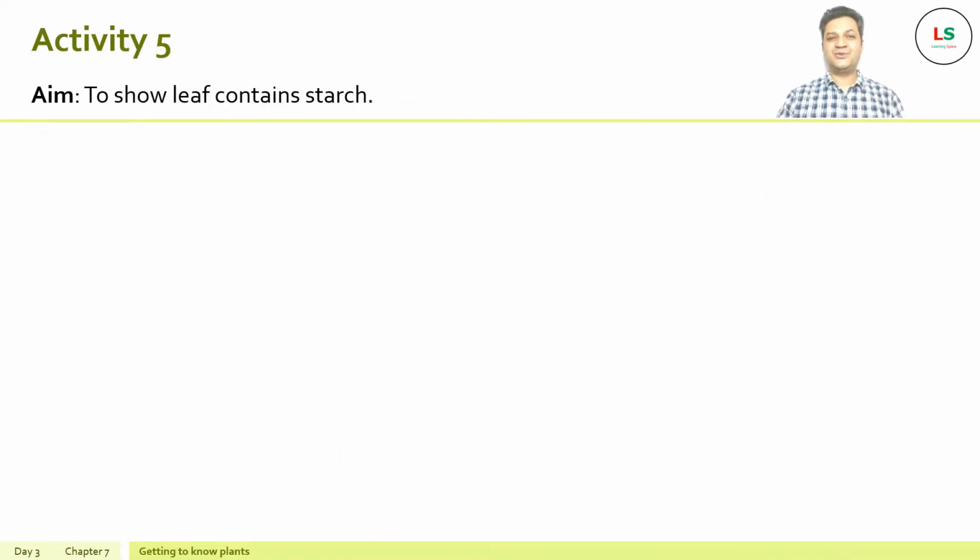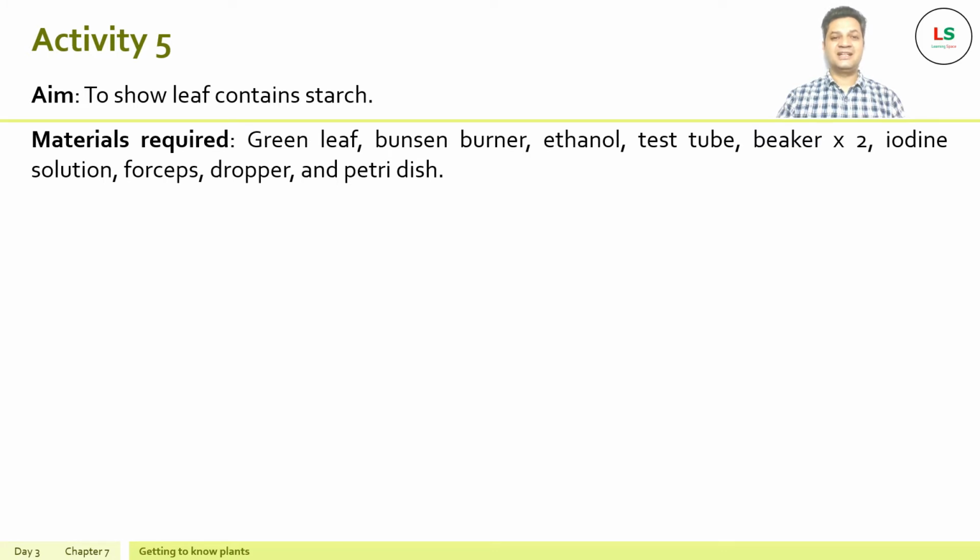Next activity is to find out whether the leaves contain starch. So the materials required are green leaves, Bunsen burner, ethanol, test tube, 2 beakers, iodine solution, forceps, dropper and a petri dish.